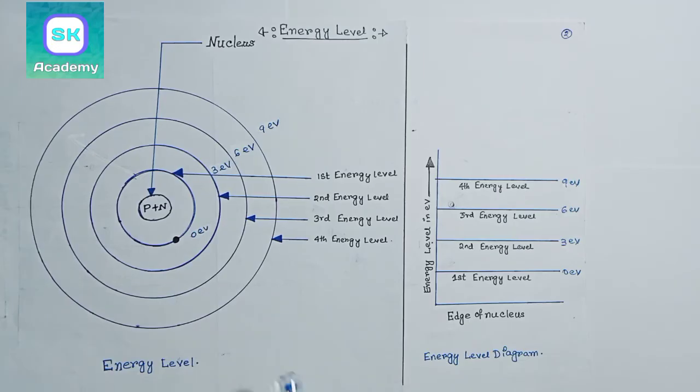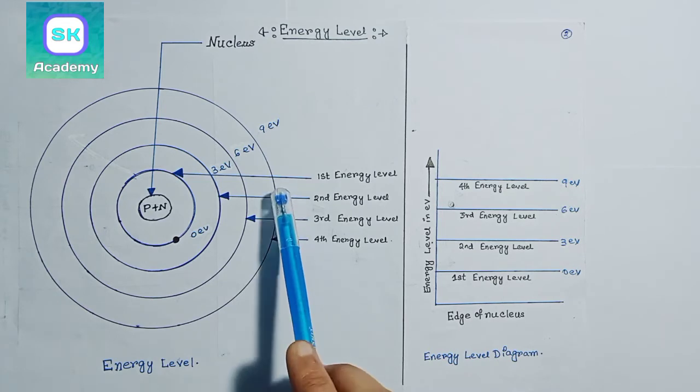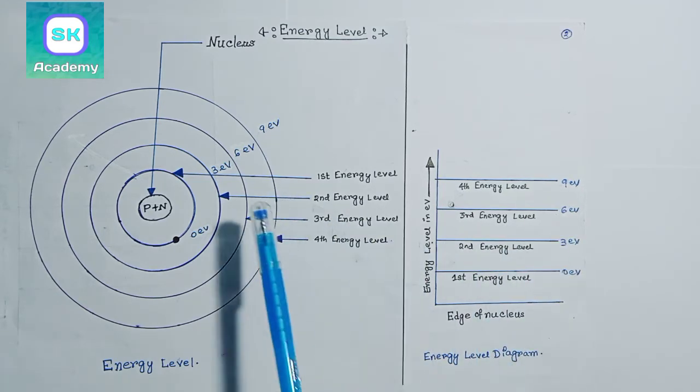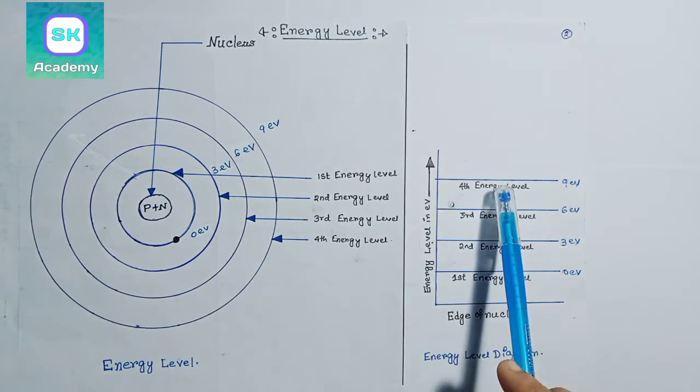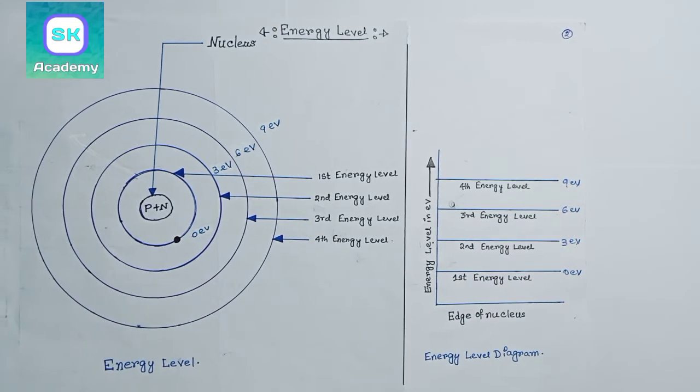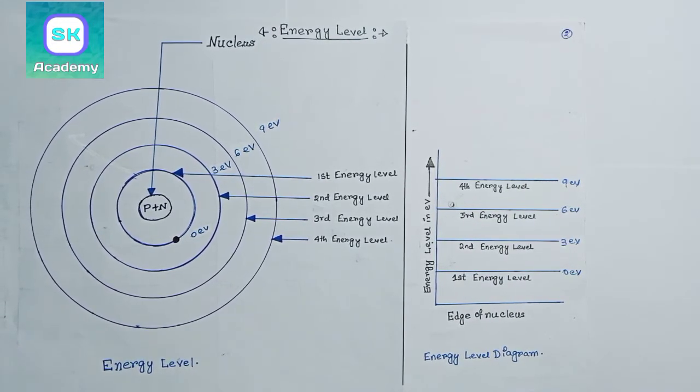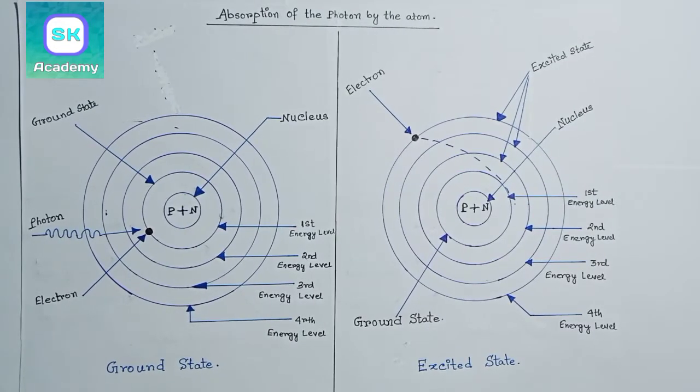Now energies of different orbits are represented by horizontal lines. These are called energy level diagram. Here the energy of first orbit is 0 electron volt, second orbit is 3 electron volt, third orbit is 6 electron volt, and fourth orbit is 9 electron volt. Energy level is a quantized energy value of an atom because it can take only certain amount of energy value. This is energy levels of single isolated atom.